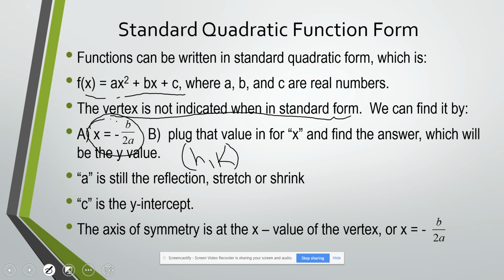And then to find the k part, we're going to plug that value into x, and the resulting value is our k, or our y value. The a in the standard form equation is still the reflection, stretch, or shrink. And in this case, the c is the y-intercept. The axis of symmetry is still the x value of our vertex, but in this case, it'll be found when we find x equals -b over 2a.